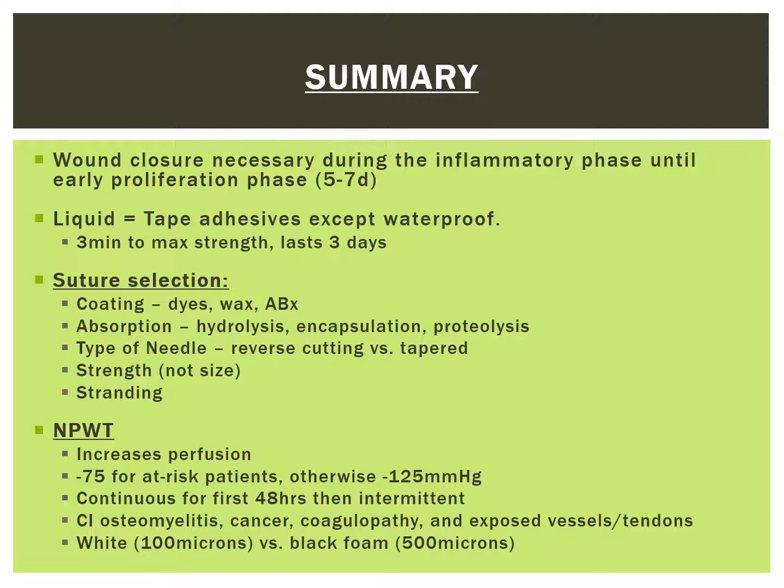For negative pressure wound therapy, remember that this increases perfusion to the site, and that minus 75 millimeters mercury should be used for high-risk patients, but otherwise minus 125 millimeters mercury should be used. Try to place the setting on continuous for the first 48 hours and then intermittent. Remember that it is contraindicated in osteomyelitis, cancers, coagulopathies, and exposed vessels or tendons.